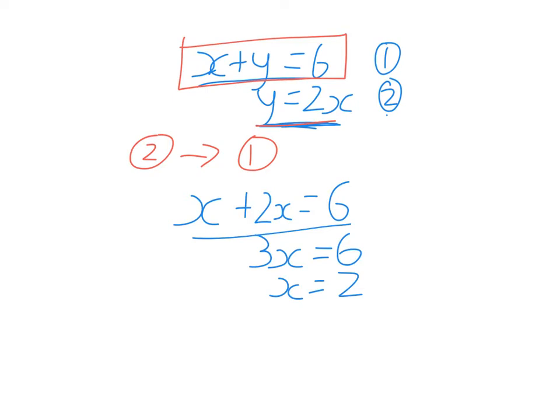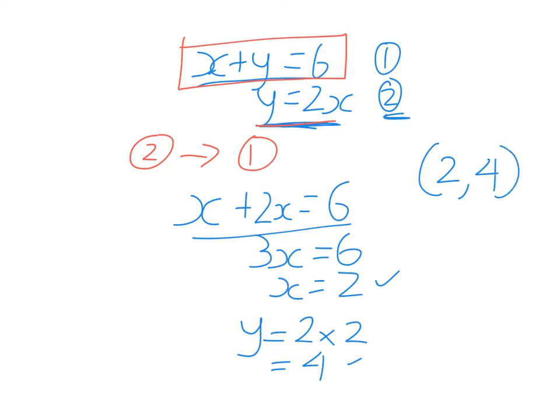So I found the first value, but I'm not done. I need to find what y is, and that's really easy. I'm just going to substitute that back into the second equation. If x equals 2 and y equals 2 times x, y is just 2 times 2, which is 4. The solution I can write with the x value always going first, like a point. That solution, x equals 2, y equals 4, solves both of these at once.